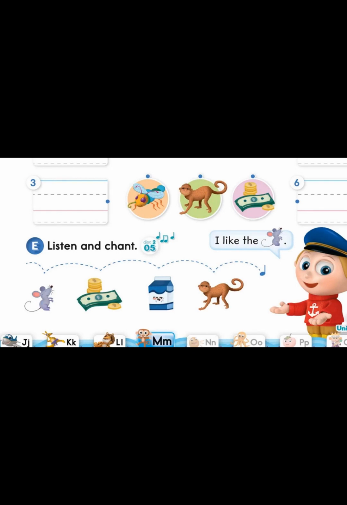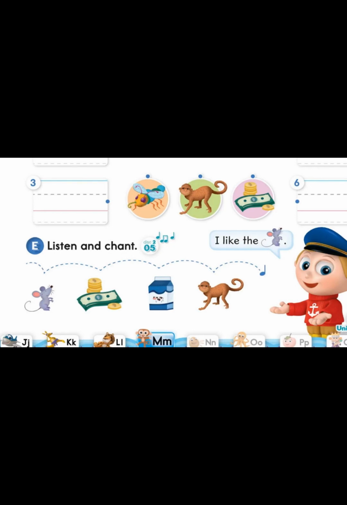Mouse. M-m-mouse. Money. M m money. Milk. M m milk. Monkey. M m monkey. Mouse. Money. Milk. Monkey. Mouse, money, milk, monkey.